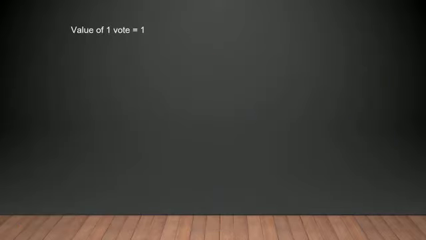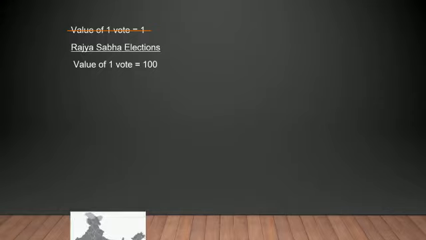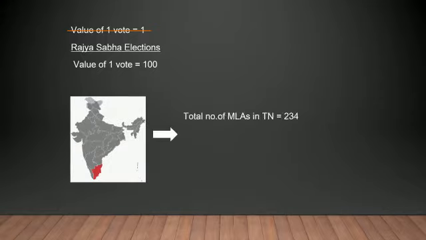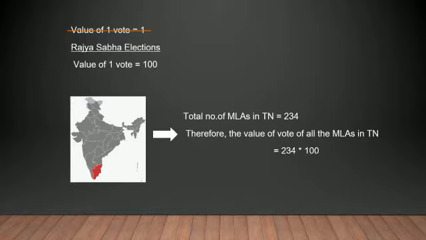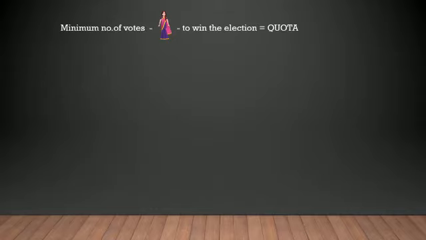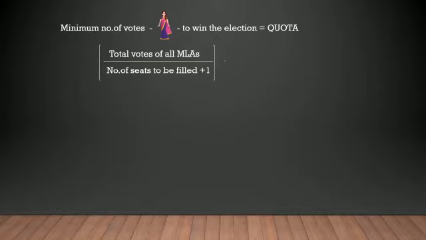Usually the value of one vote would be 1, right? But for Rajya Sabha elections, the value of one vote is considered as 100. The total number of MLAs in Tamil Nadu is 234. Thus, the value of the votes of all MLAs in Tamil Nadu is equal to 234 into 100, which is 23,400 votes. The total number of votes that any candidate should get to win the election is called the quota. Quota is equal to the total votes of all MLAs divided by the number of seats plus 1, the whole plus 1.